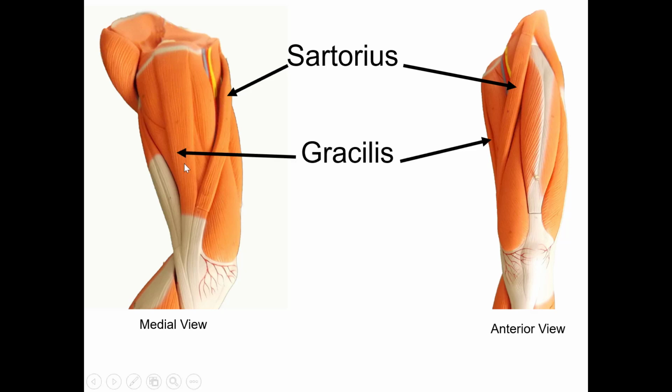The other superficial muscle is the gracilis. It's on the medial side of the thigh. Gracilis means slender, so this is a rather slender muscle when you see it head on. The gracilis is an adductor muscle. It adducts the thigh. It also helps flex the knee and medially rotate the thigh. Think of the gracilis as gripping or holding your legs tightly together.